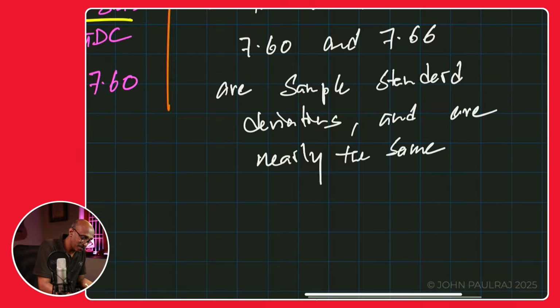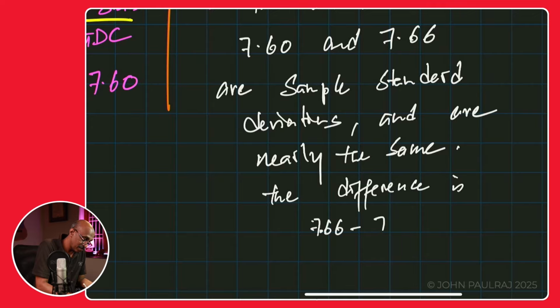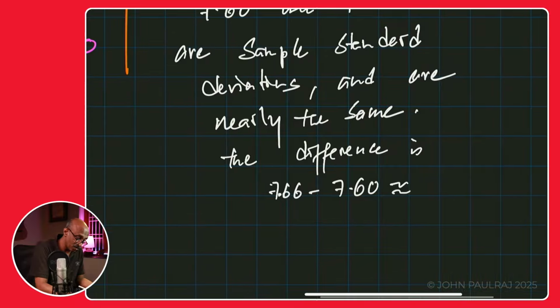And if you want, you can write down the difference. Okay, the difference is, what is the difference? 7.66 minus 7.60 is, I don't know about that, 7.66 what it was rounded off to. So that's why I'm using the approximation sign. Is 0.06, right? The difference is very small.